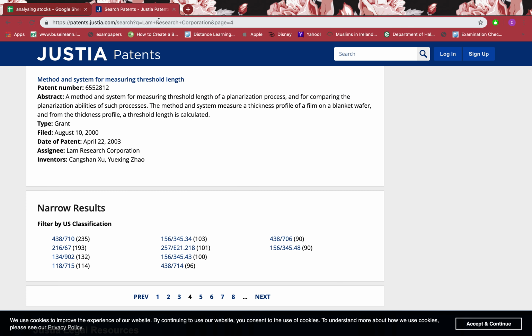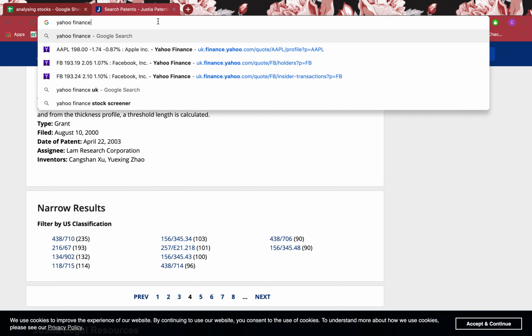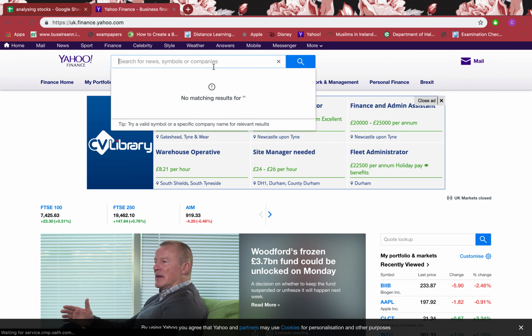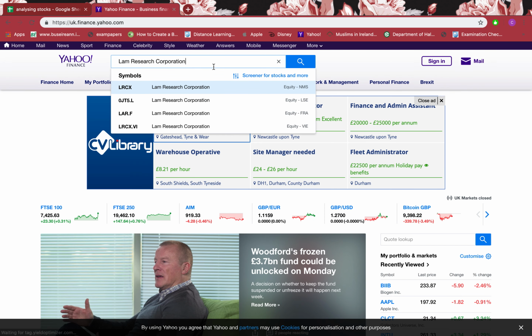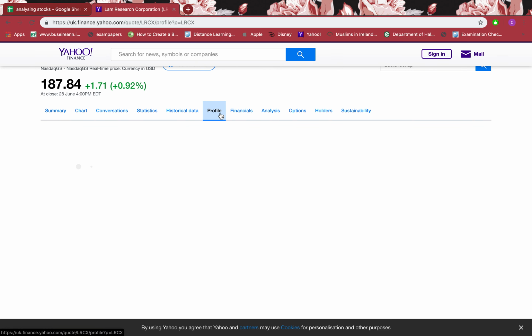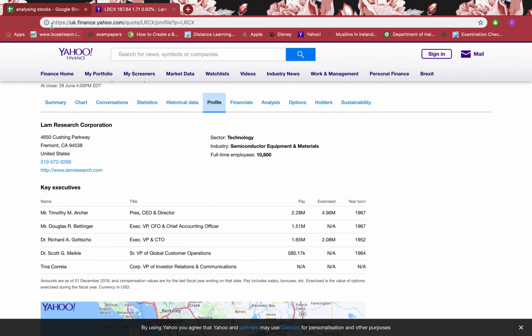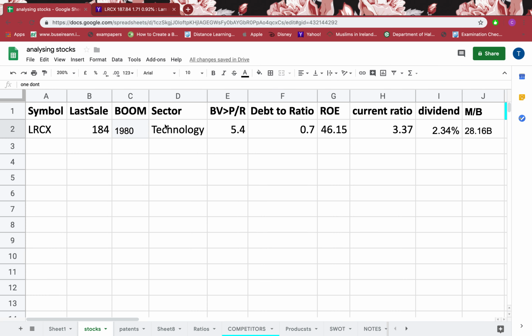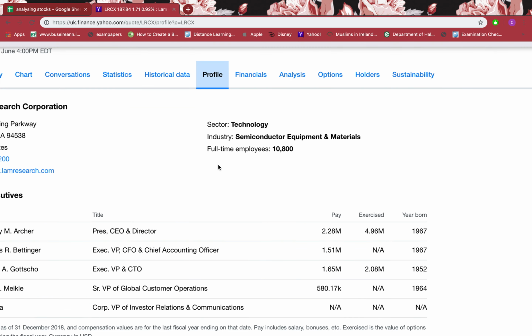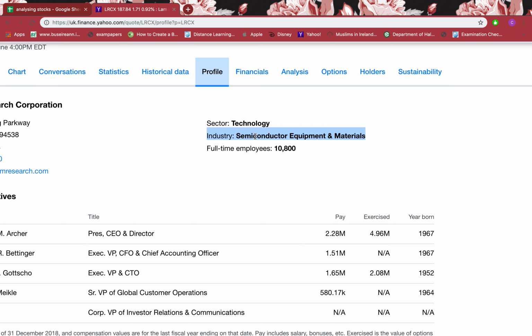And then I want to go to Yahoo Finance, and I'm interested in the salaries of key executives, because if that's shown clearly, that means it's more transparent, which is good to know if a firm is transparent. I'll just type in the symbol or the company and click it. I'll click the profile, and the sector I was talking about, I can get from Yahoo Finance. So technology, you can have a look at the sector. And the technology industry, semiconductor, full-time employees, and there's a lot more information.